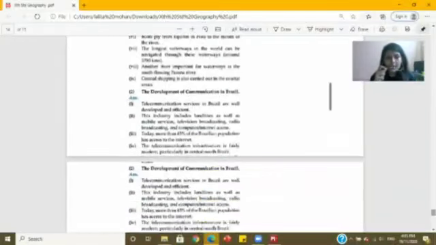Question number 2, the development of communication in Brazil. Telecommunication services in Brazil are well developed and efficient. This industry includes landlines as well as mobile services, television broadcasting, radio broadcasting, and computer internet access. Today, more than 45% of the Brazilian population has access to the internet. The telecommunication infrastructure is fairly modern, particularly in central south Brazil, that is in the center and south of Brazil.